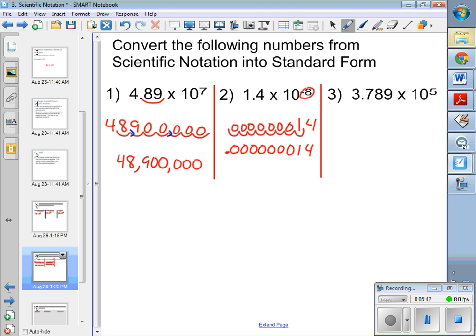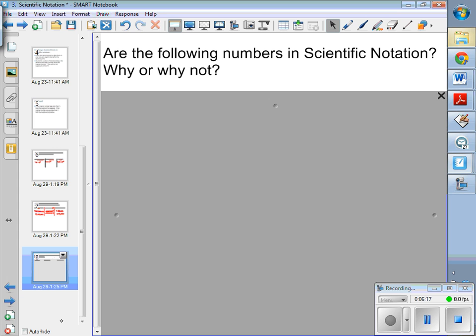Okay, so 3 and 789 thousandths. So we're going to times 10 to the power of 5. So 3 and 789 thousandths. 1, 2, 3, 4, 5. I'm going to put those zeros in, and again, there we go. So it's 378,900. Okay. All right, moving on.